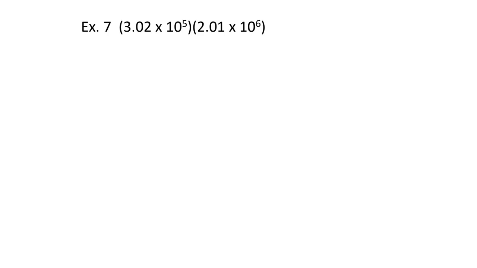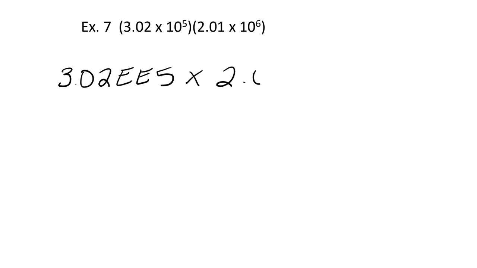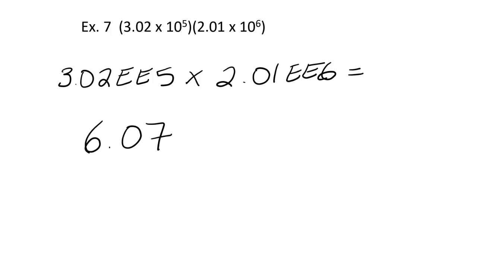Okay, so here, in our calculator, we're going to put 3.02 EE5, and then we're going to hit the times key, and then we're going to do 2.01 EE6. And see what that comes out with. And when you put that into the calculator, you get 6.0702 times 10 to the 11th.